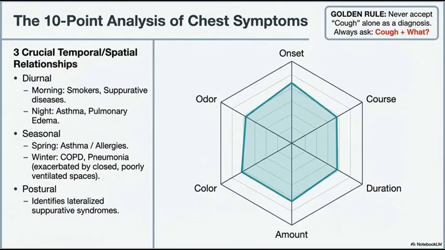But this physiological crash is often accompanied by intense physical suffering. Which brings us to pleuritic chest pain. And the lecture clarifies a physiological reality that often surprises junior trainees. The spongy parenchyma of the lung itself is entirely devoid of pain receptors.